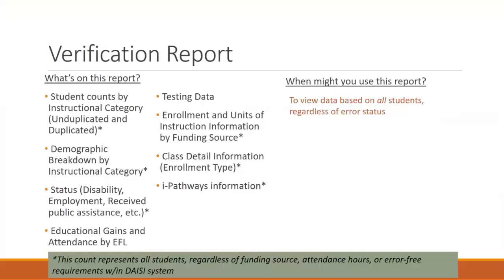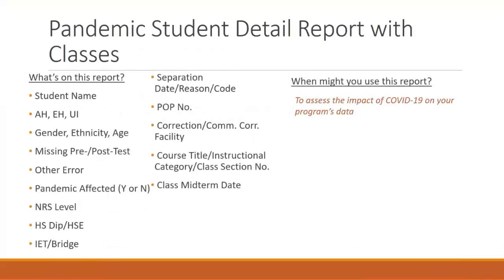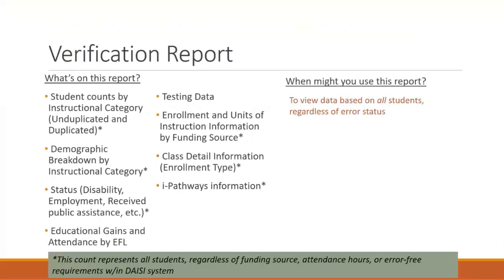Then we have the verification report. So what's helpful about this report is that many of the tables, all of the tables that you see with an asterisk here, have all students in the program. So regardless of whether or not they have a certain funding source, whether or not they have sufficient attendance hours, and even whether or not they're error-free, they do appear on these reports. So this is a really good way to get a view of all of the students in your system, regardless of whether they appear on reports.